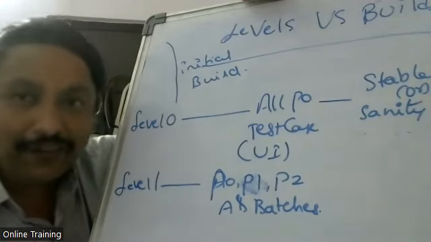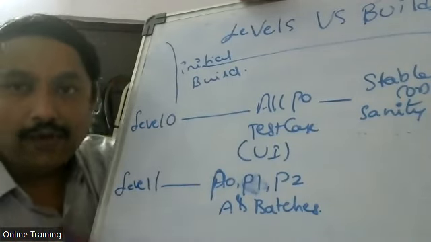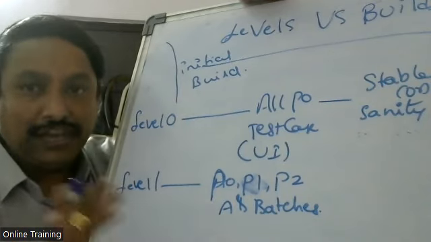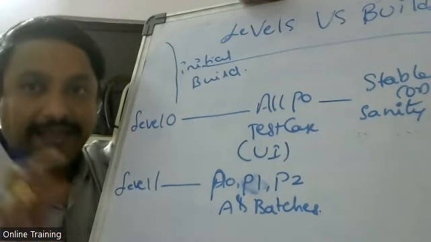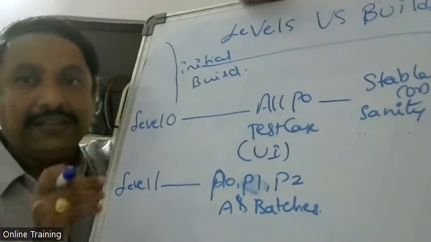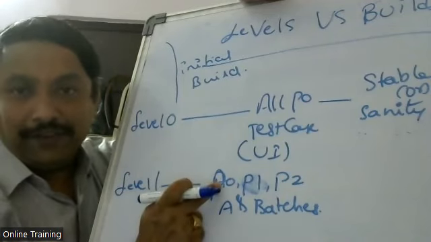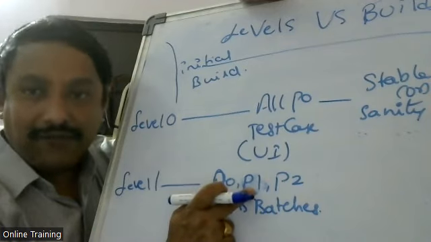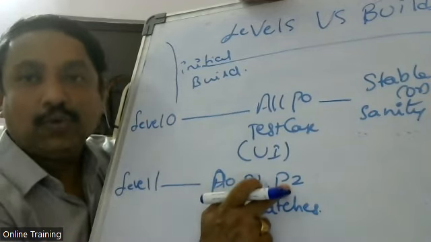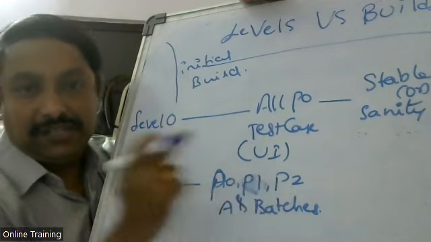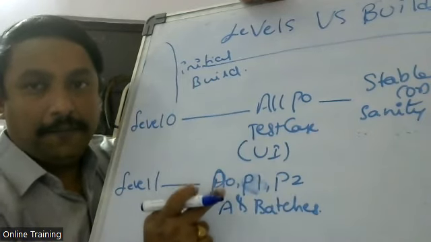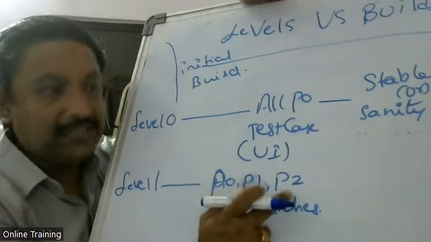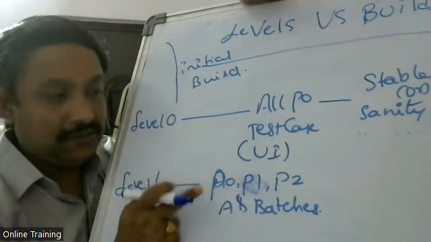What kind of test cases are they going to execute? They are going to execute all P1 test cases, functionality test cases, regression test cases, retesting test cases. P0 is basic functionalities, P1 is general functionalities, P2 is cosmetic functionalities.